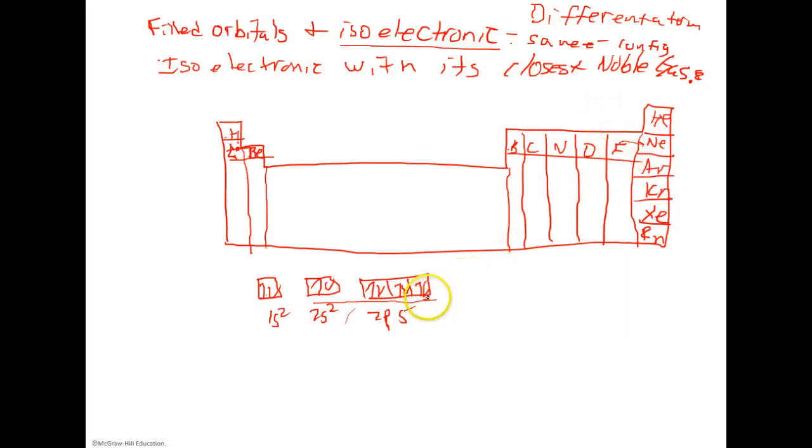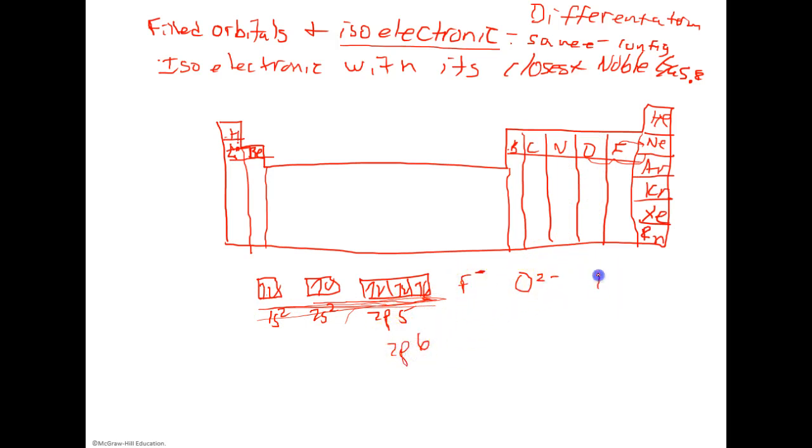So fluorine has to have the same electron configuration as neon. If fluorine gained one more electron, it would have the same electron configuration. This is the electron configuration for neon. It's also the electron configuration for F minus, and for oxygen 2 minus. If oxygen gained 2 electrons, it would have the same thing: 1s2, 2s2, 2p6.